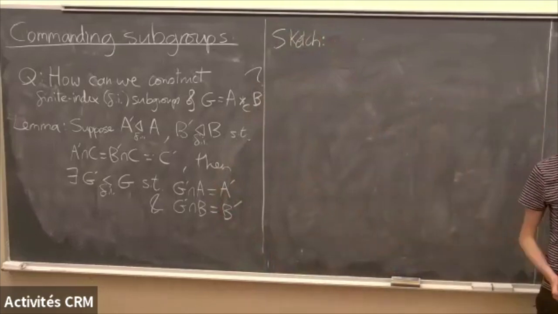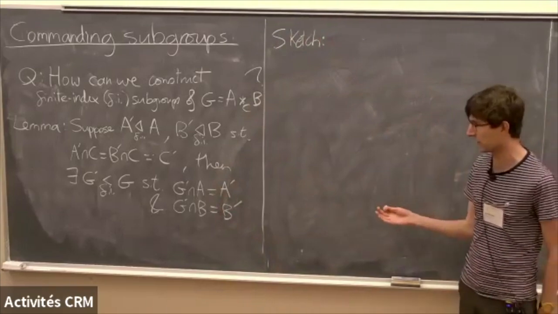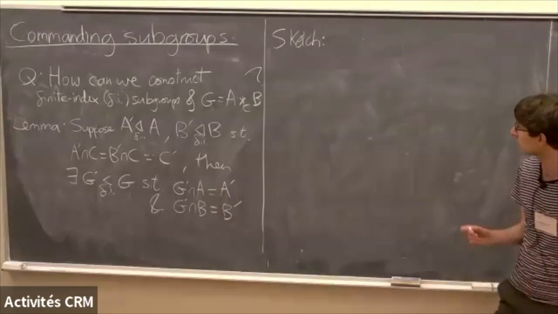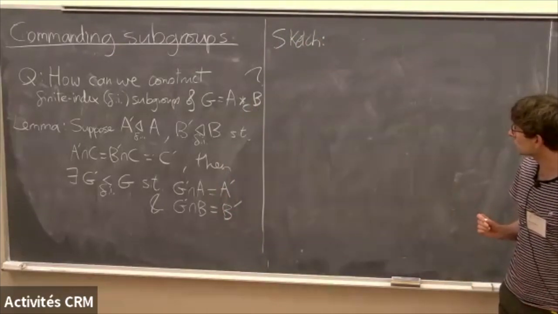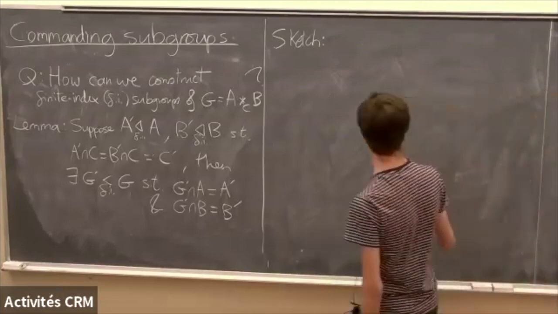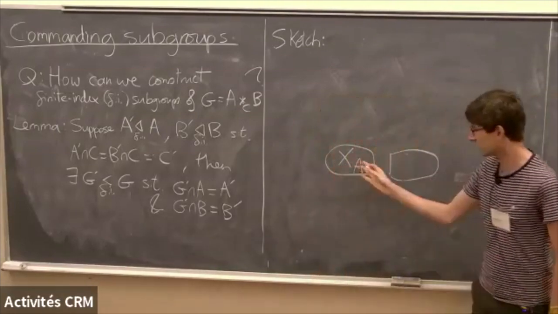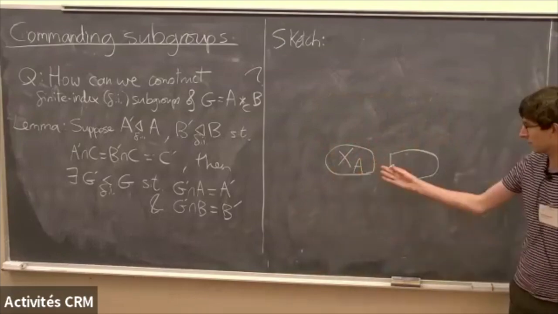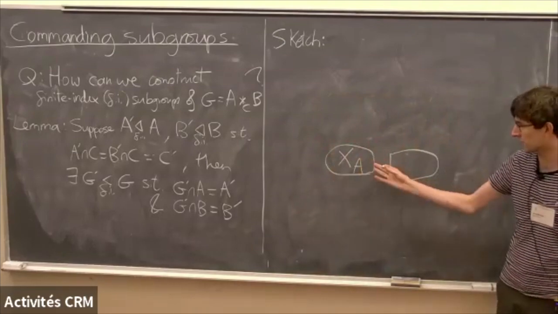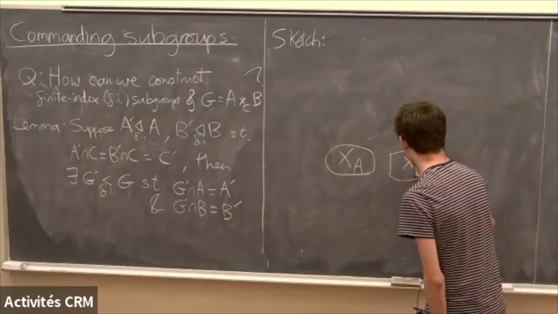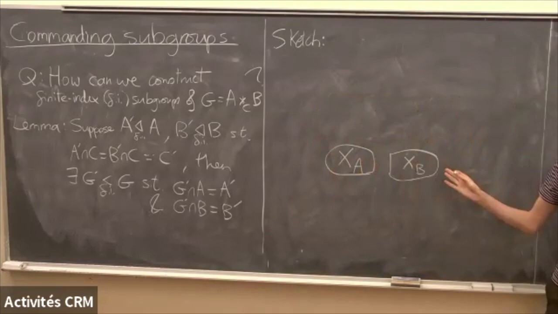So let's give a sketch for why this is true. And I'll do this by thinking about graphs of spaces and covers of graphs of spaces. Okay, so let's start with a space XA, a compact space with fundamental group A, and one for B, XB.